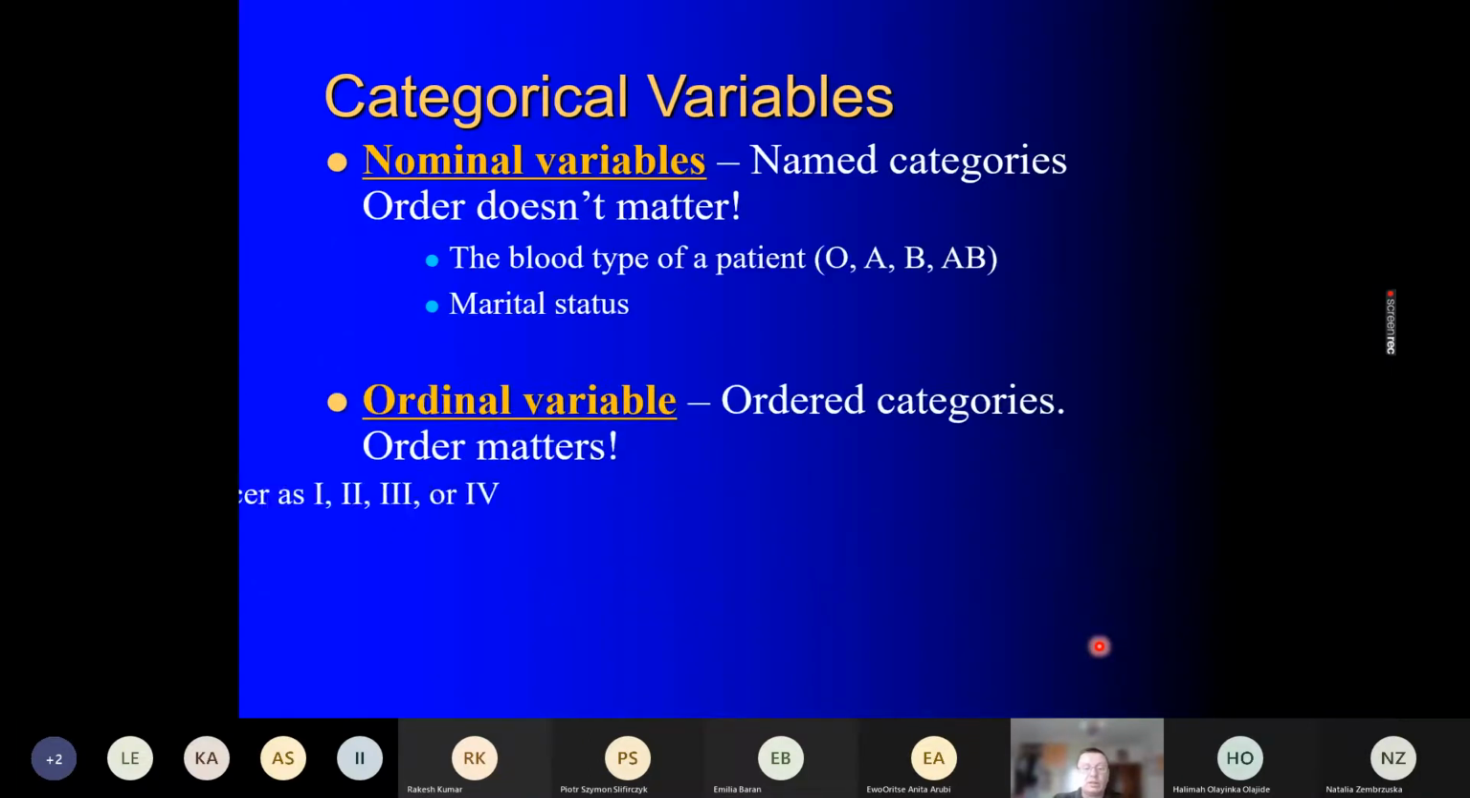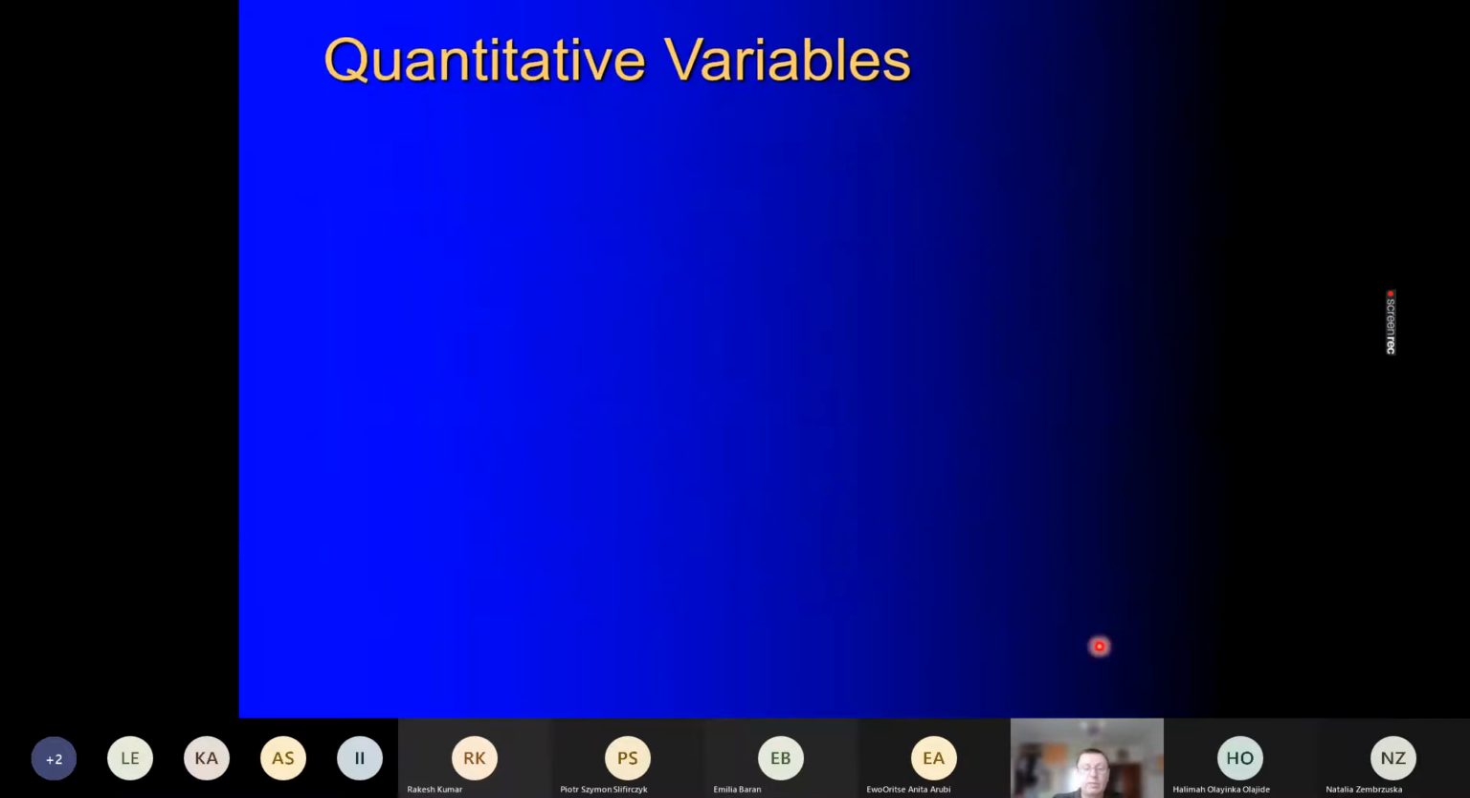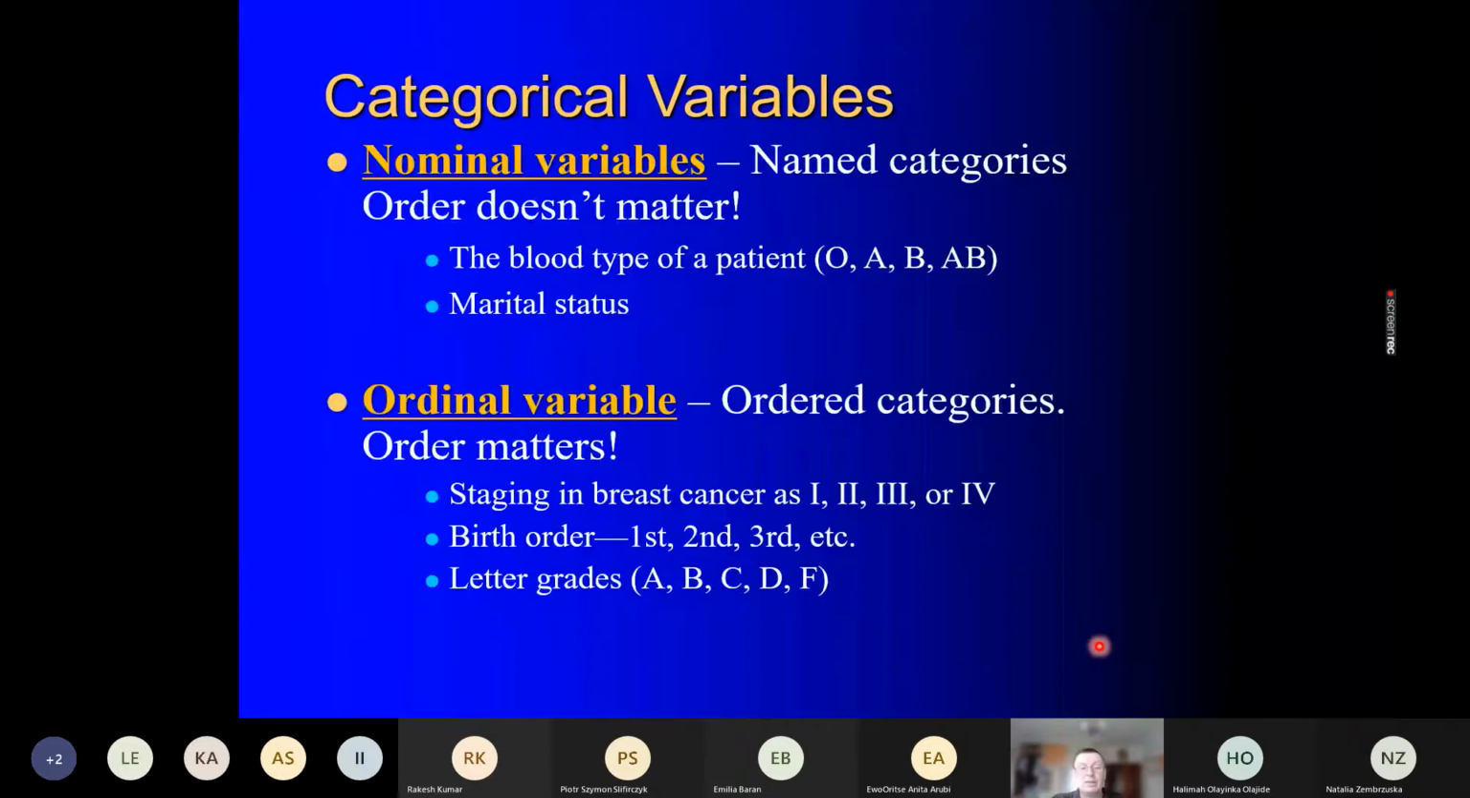For nominal and ordinal variables, the only critical point is whether order matters or not. Both are named categories, but ordinal ones are ordered. Where order doesn't matter, we have things like marital status, blood type, and so on. Even in this case, we might use some digits as labels, but they are considered non-numerical variables.